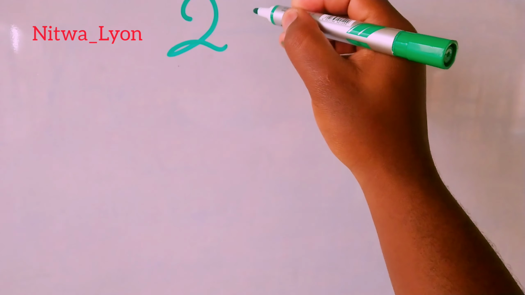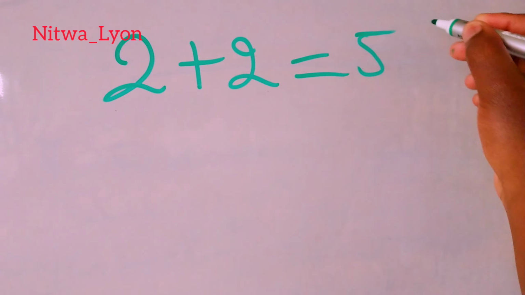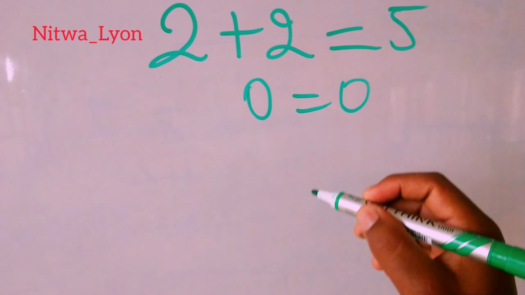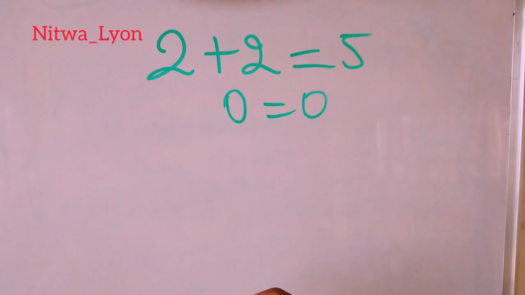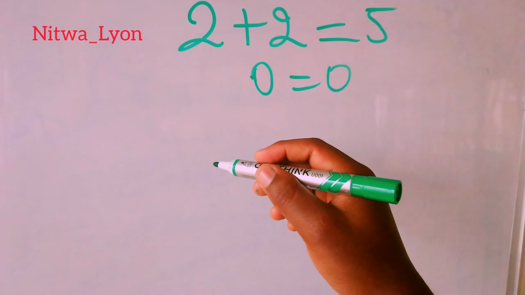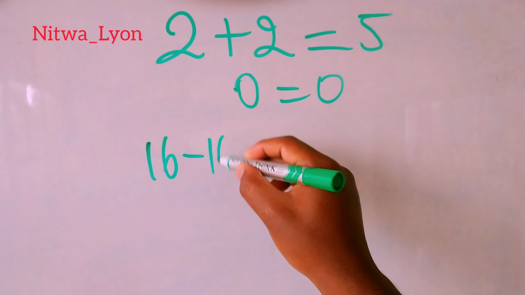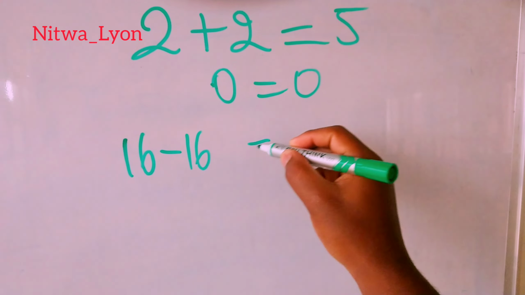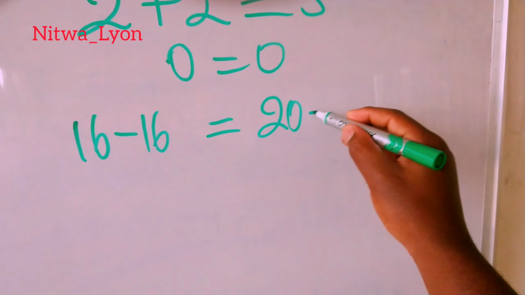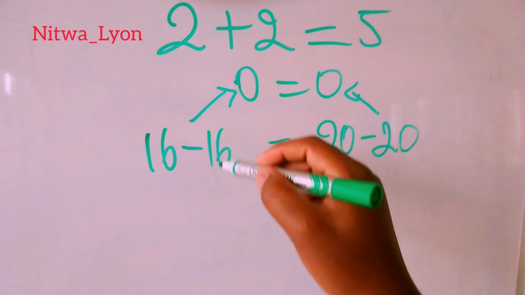How 2 plus 2 equals 5. So as you see, 0 equals 0. Is this what you know? So if you take, for example, 16 minus 16 equals 0, and then 20 minus 20 equals 0, and this equals 0.